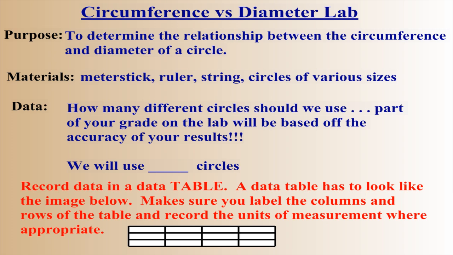So if the only thing you have to measure with is a meter stick, ruler, and string, you're only going to record numbers that you got from these devices. You're not going to record any averages or anything like that. So you guys need to make this data table, and that also should be made before you come into class.